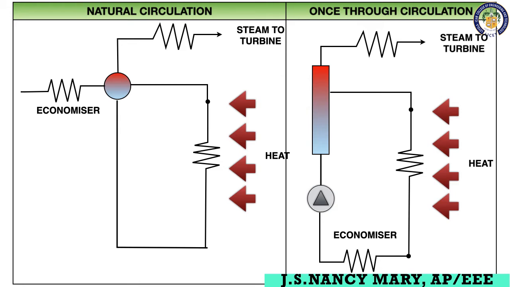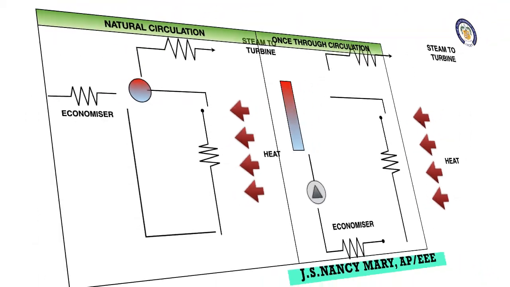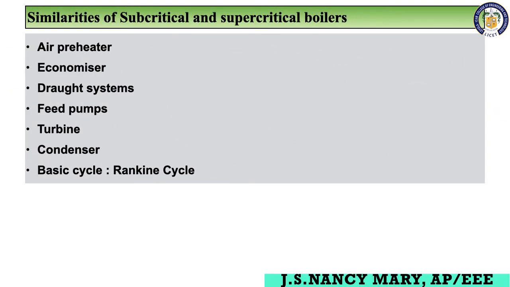So, what are the similarities between the subcritical and supercritical? Of course, we have the boiler, turbine, condenser, and the cycle we are going to follow is the Rankine cycle only. Air heater, economizer, and the draught system are also followed.